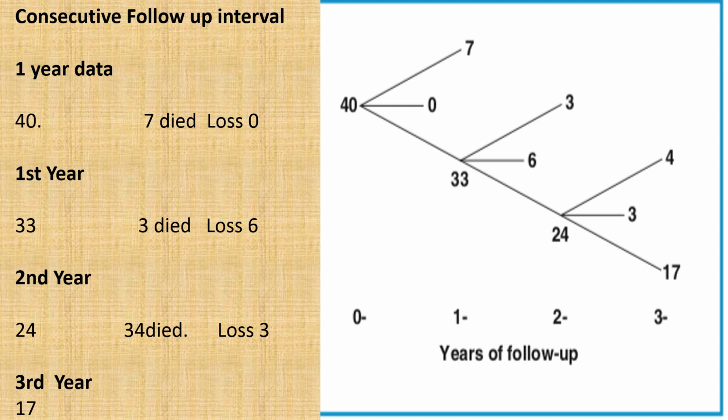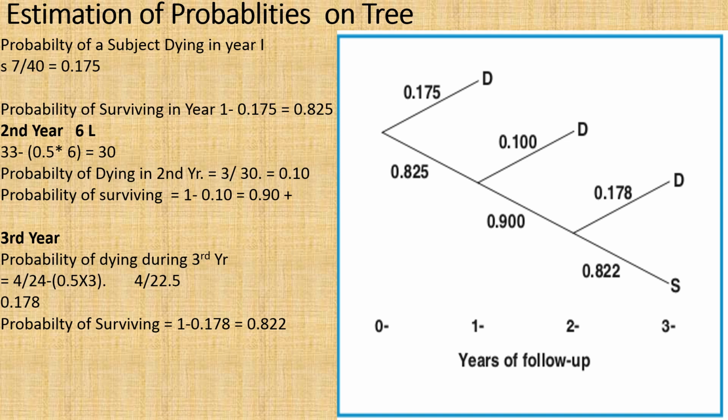Now let's make our life easier, but we can make it more complicated too. So let's say we are interested to draw the probabilities: what is the probability of an individual dying in the first year of this cohort? What is the probability of individuals living for 1 year, 2 years, or 3 years?